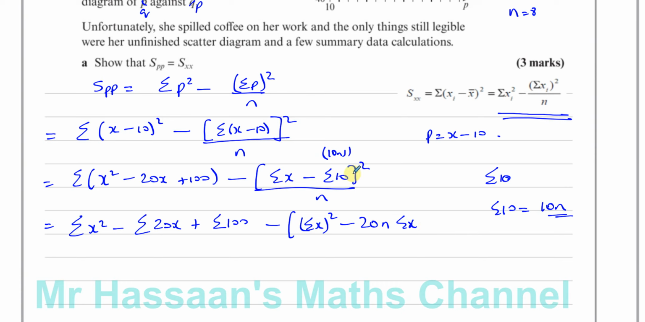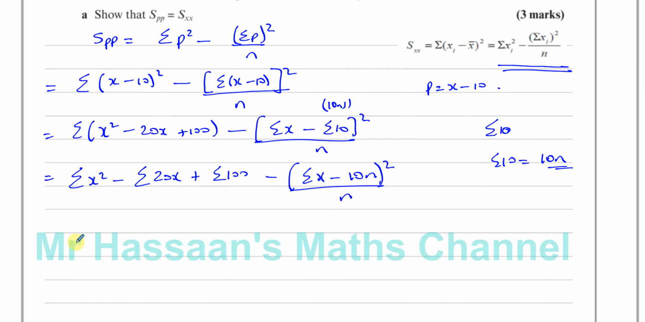And then you're going to have to square this. You're going to have plus, and just to make it clear, I won't miss out that step. So I'm just going to write this first as the sum of x minus 10n. As I mentioned, this is 10n, because this is the sum of 10. You have to add 10 to itself n times, the number of entries that you have. So that's why that's 10n.